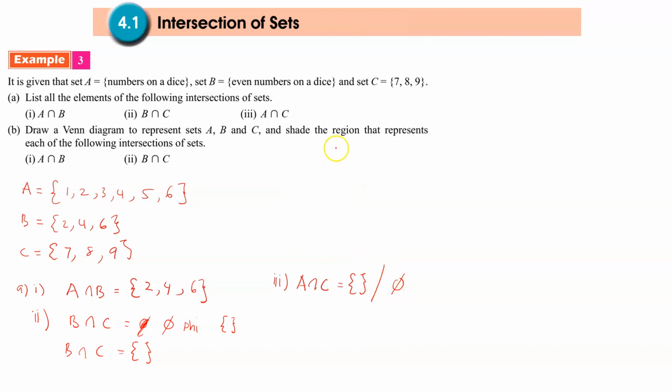For part B, draw a Venn diagram to represent sets A, B and C and shade the region that represents A intersect B. Now let's look. A intersect B has elements. B and C have none. A and C have none. It means C is isolated; it doesn't share with anyone. So we can draw C at the side. This is C. C has 7, 8 and 9. Don't forget the dots. A dot represents one element.